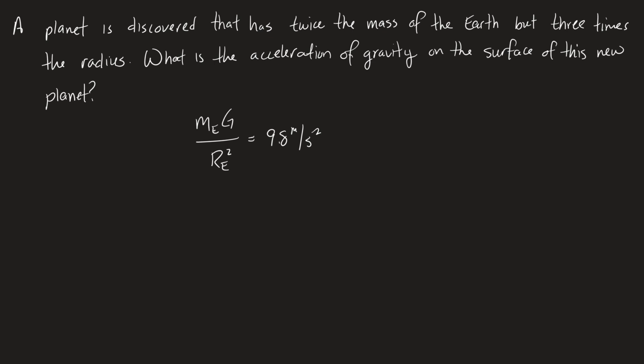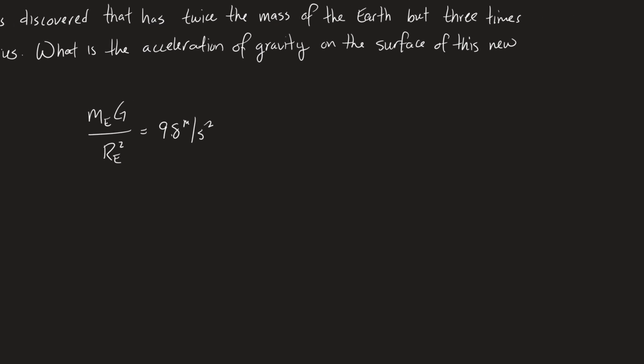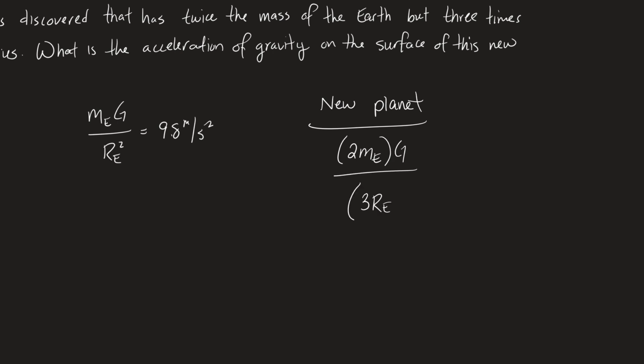right? And then they made a problem around a planet that is proportional to the Earth, 2 times the mass and 3 times the radius. So I want to show you how they're expecting you to solve this question. They are not expecting you to get the mass of the Earth and the radius of the Earth. Here's what they're expecting you to do. They're expecting you to say, okay, my new planet, it is 2 times the mass of the Earth and 3 times the radius of the Earth.